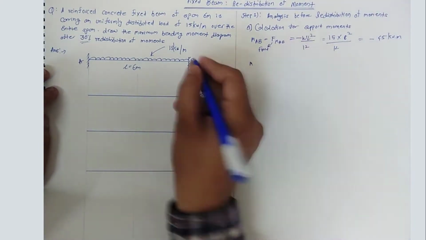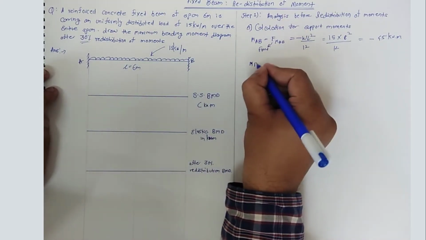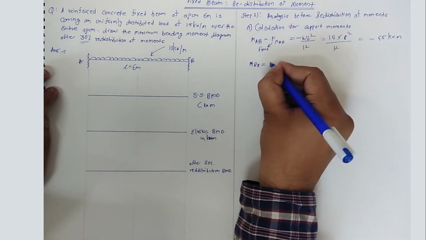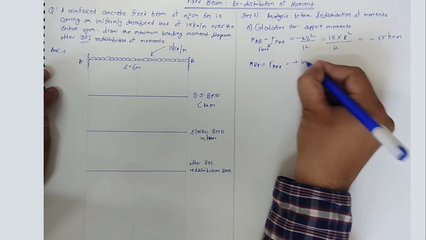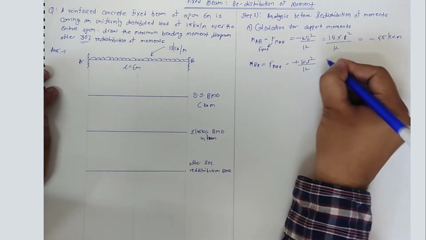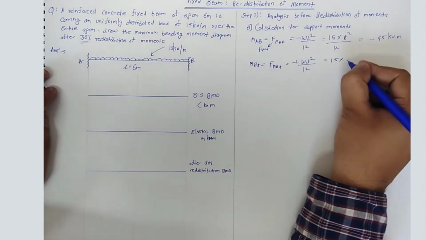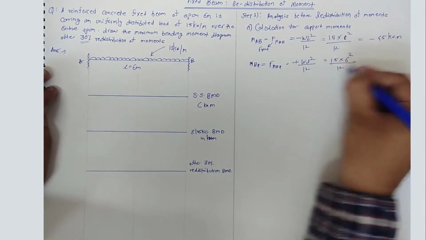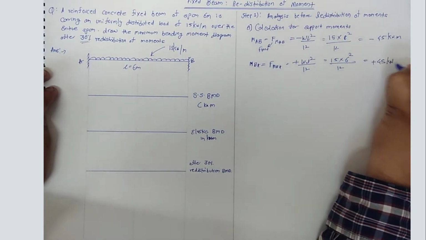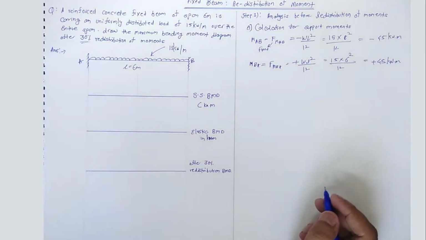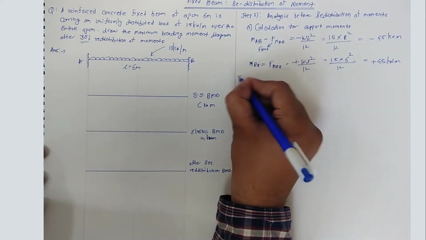Similarly, for BA, the fixed end moment at BA is plus WL square by 12, 15 into 6 square divided by 12, and it comes to 45 kilonewton meter.